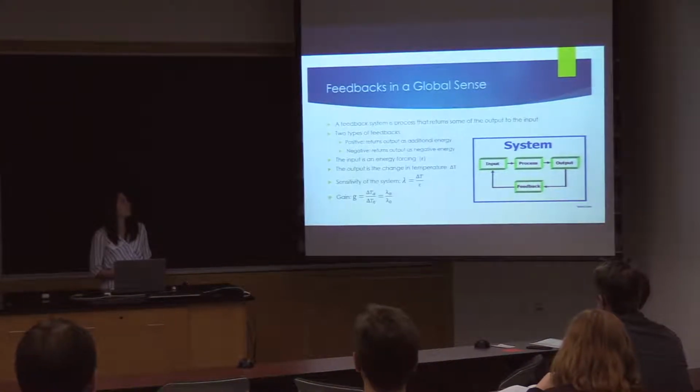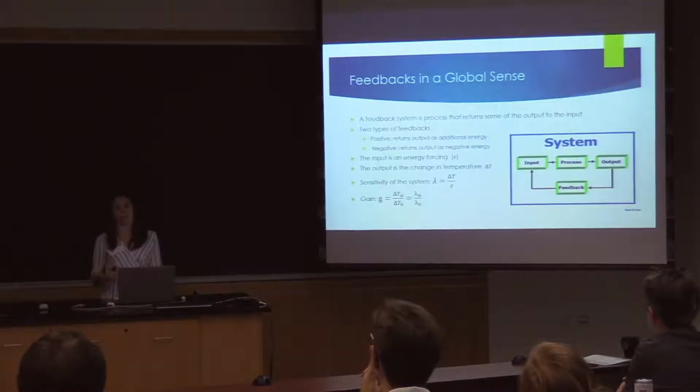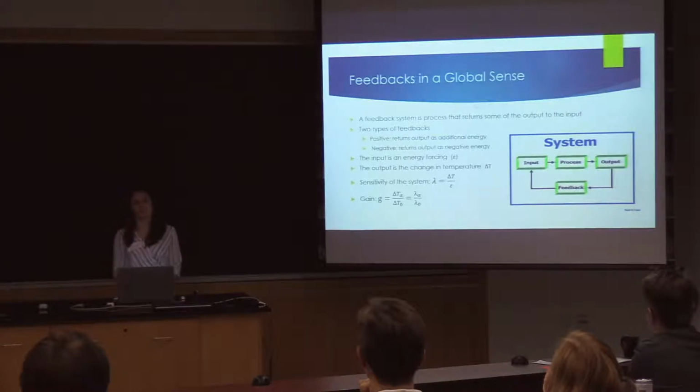When we're looking at the global sense, we're taking the global average change in temperature. So our input is going to be an energy forcing that I'm going to call epsilon, and the units is watts per meter squared. The output is a change in temperature, and there's two types of change in temperature we're interested in.